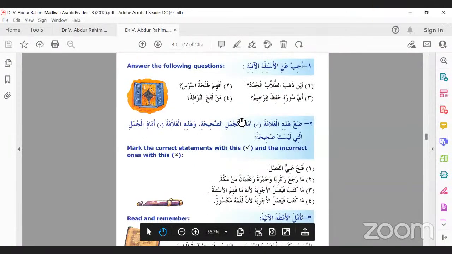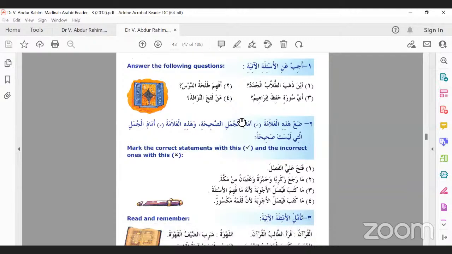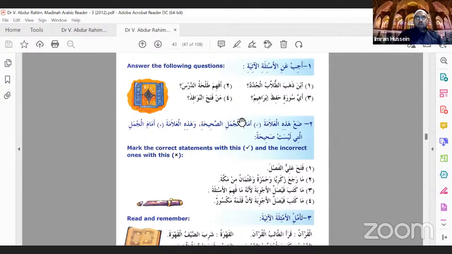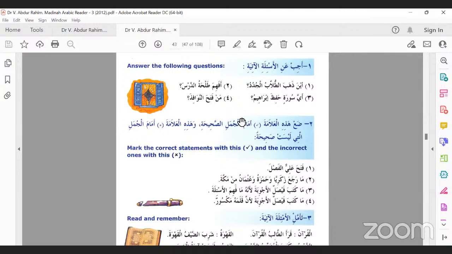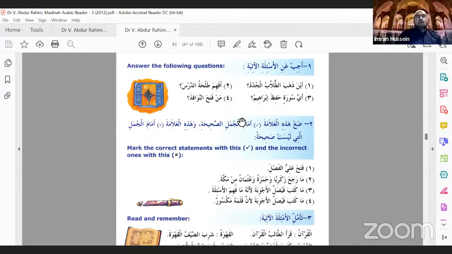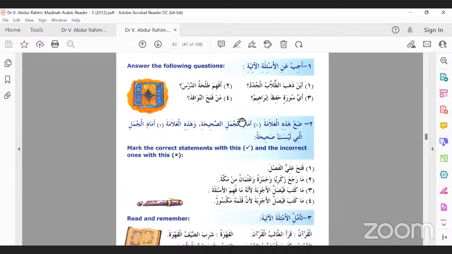Man fataha nawafidha. This I don't understand. So man fataha, who opened the windows. Man means who? Who opened the windows? Okay.